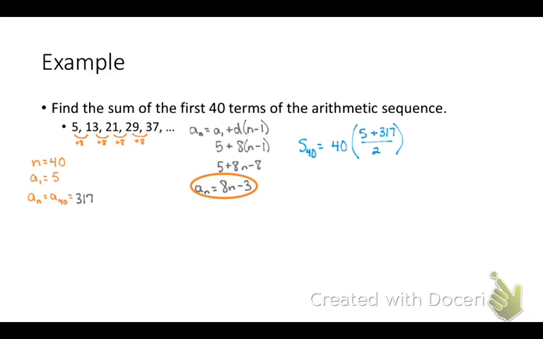Again, it's really up to you as far as what you want to do. If you just want to add 5 plus 317 and get 322 and have 40 times 322 divided by 2. If you want to divide that by 2 and get 161 and then go 40 times 161 and get a grand total of 6,440.